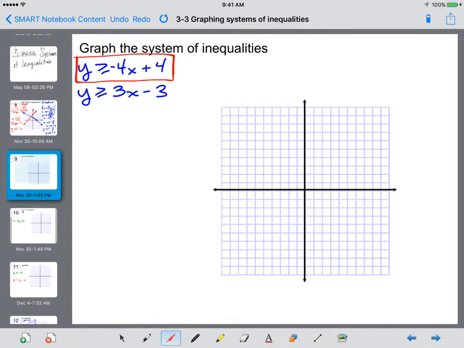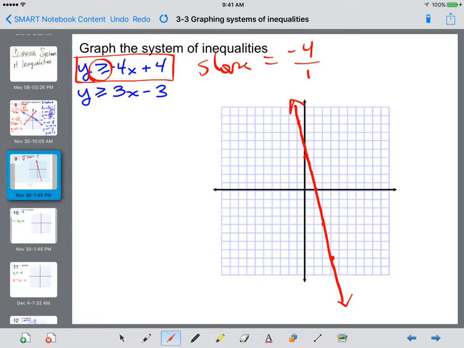So for this graph, again, my y-intercept is 4, so I'm going to go up 4. Plot that point. The slope is negative 4 over 1. So I'm going to go down 4 over 1, down 4 over 1, down 4 over 1. If I go up 4, I'm going to go to the left 1. And this is a solid line because it's a greater than or equal to, because of that line underneath.